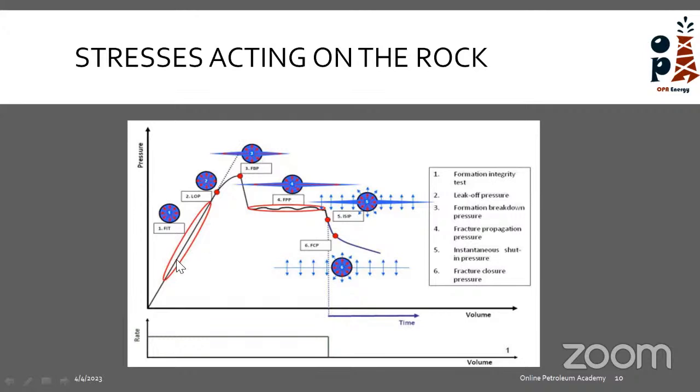But it continues increasing, not linearly but in a deviated way, until you notice a sudden drop in the pressure. Before the sudden drop, we have reached what is called the formation breakdown pressure. This is where the rock fails due to the pressure being applied on it. You can see that the fluid being pumped has invaded the formation after the breakout of the rock. This is when the tensile pressure being applied on the rock has exceeded the rock strength and caused the breakdown of the rock.